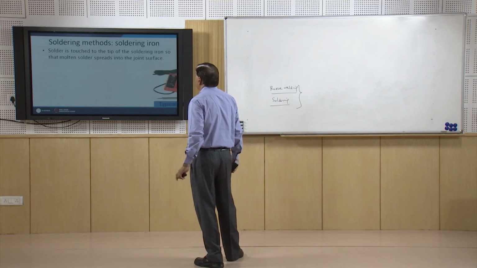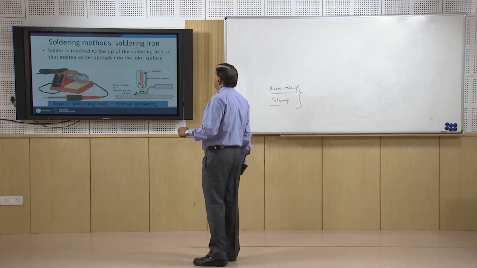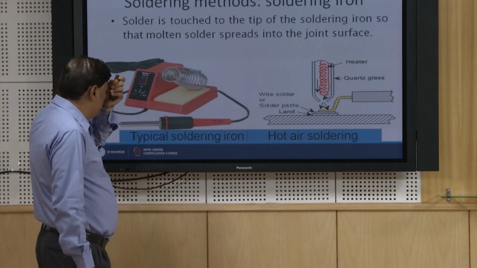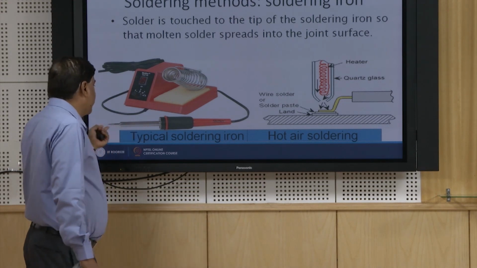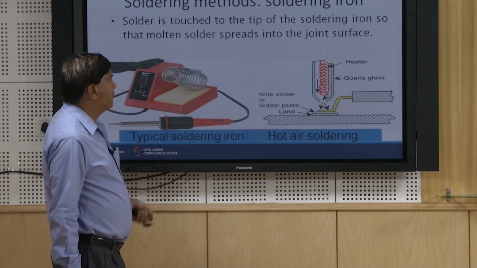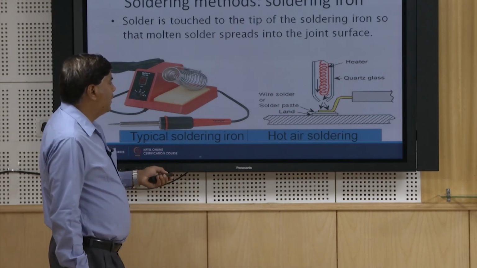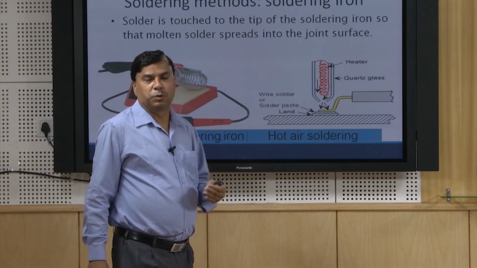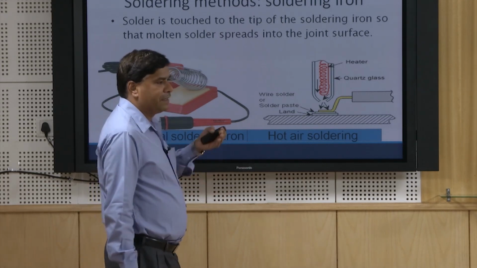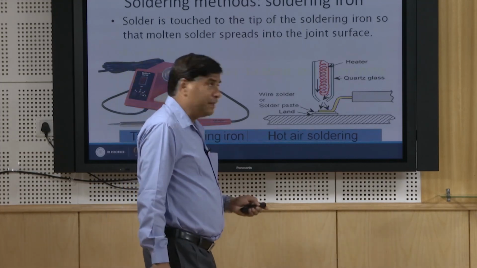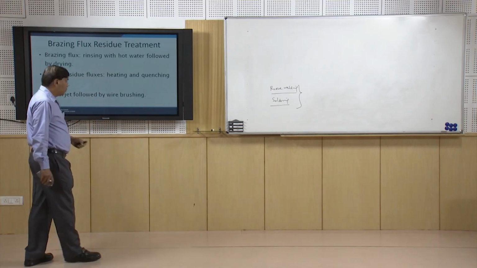So here we will see two methods, like soldering using a soldering iron. This is the typical soldering iron. So here it is a very low capacity kind of heating arrangement, where once the soldering iron is heated, solder is applied at the tip of the iron, and then it is placed at the place where it is required. In hot air soldering, hot air is applied over the surface once the flux and solder are placed between the sheets where the joint is to be made, then hot air is applied for the melting of the solder.